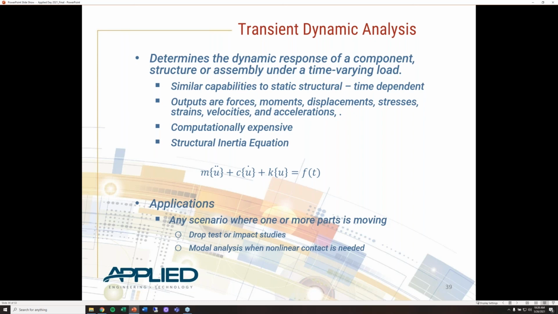This is the linear form, but we can also have all the same nonlinear capabilities in this type of analysis that we typically would use in the static structural environment. And so the applications here, I just give a broad comment: any scenario where you have things that are moving that one of our previous simplified environments can't take care of properly. So things like drop tests, impact studies, or maybe even modal analysis where we need nonlinear contact.